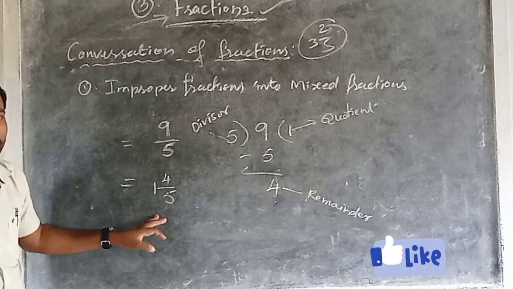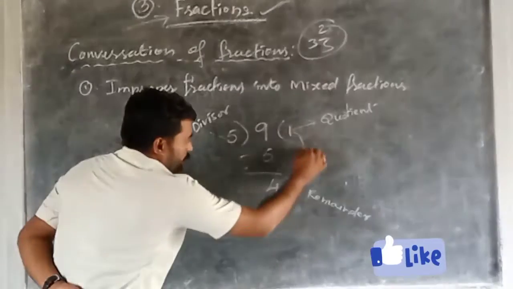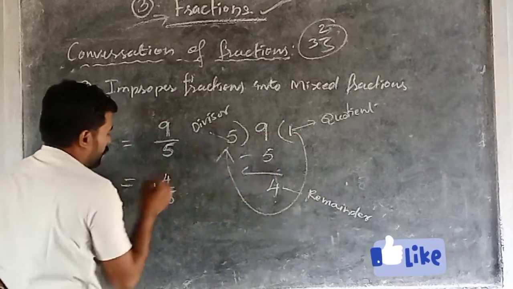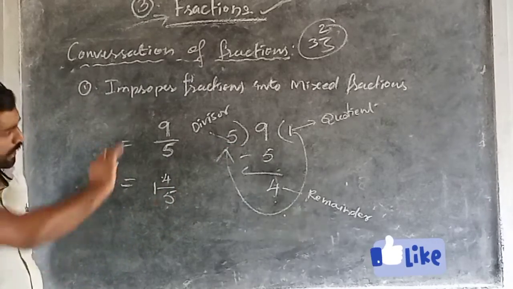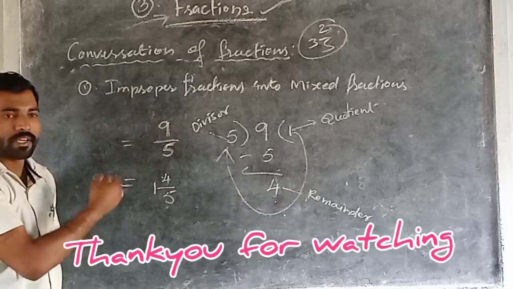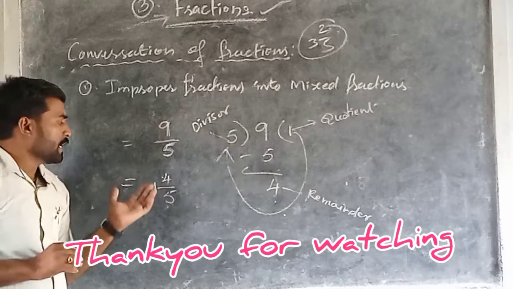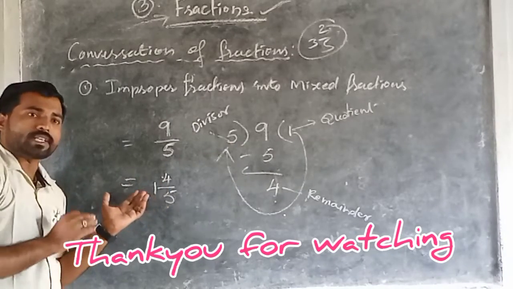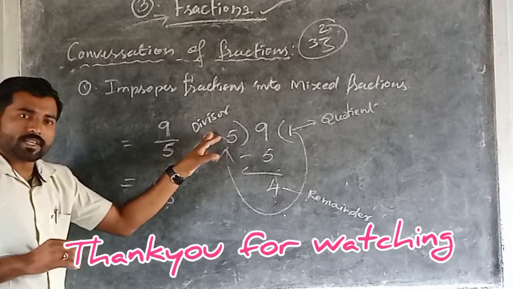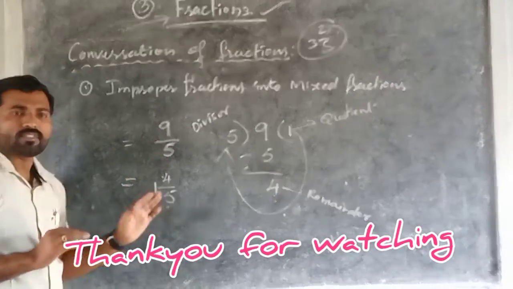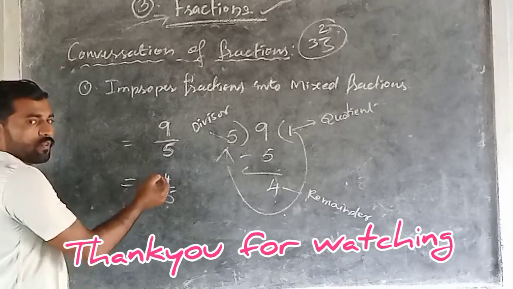All of you, did you understand? Yes, sir. Simply by doing division, you can write in this way. First you write 1, after that you write 4, after that you write 5. In this manner you can write. First of all, the quotient you write as the whole number, the remainder you write as the numerator, and the divisor you write as the denominator. That's it. So our required mixed fraction is 1 4 by 5.